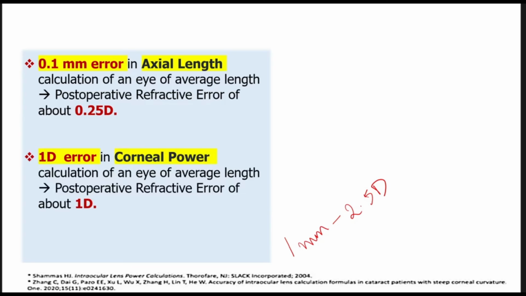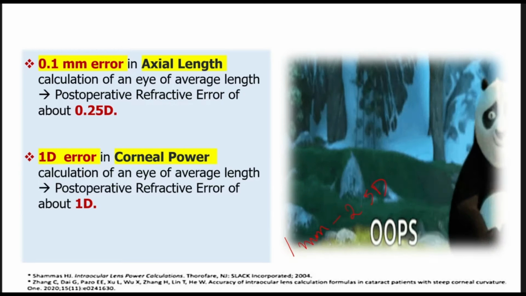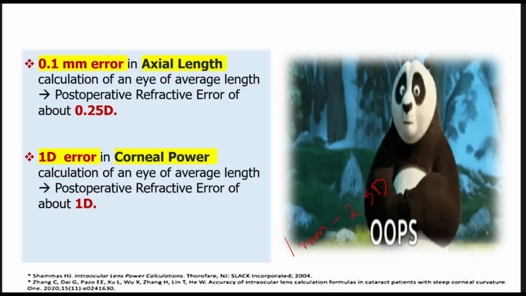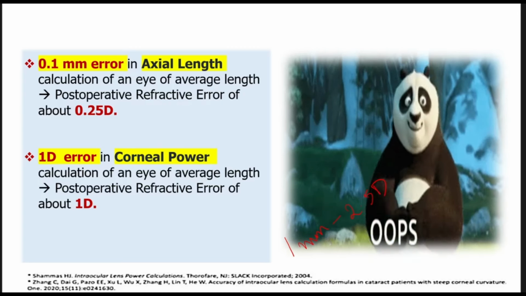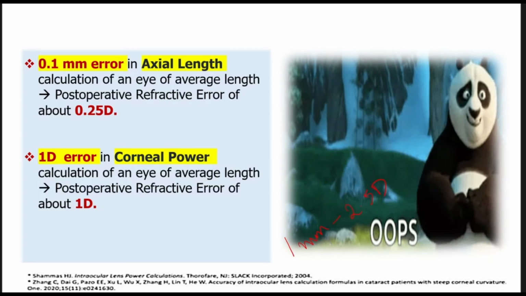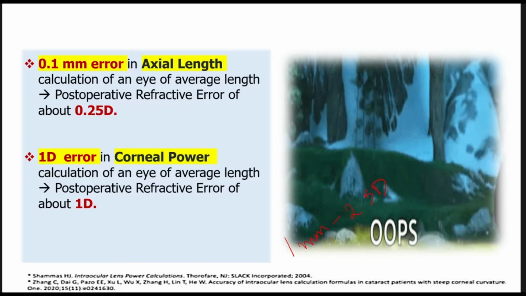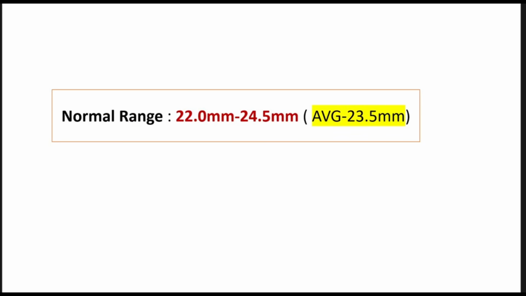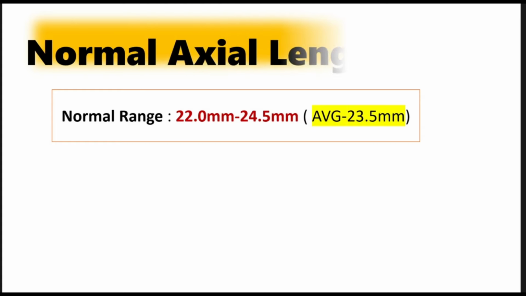Next, if you consider the corneal power errors, a corneal power error of about 1 diopter in an eye with average length would lead to a post-operative refractive error of about 1 diopter. So remember, a 1 mm error in the axial length will lead to about 2.5 diopters of post-operative refractive error, and a 1 diopter error in the corneal power will lead to a post-operative refractive error of about 1 diopter. Remember that. Let us talk about the normal axial length. The normal range of axial length is about 22 to 24.5 millimeters, and the average is 23.5 millimeters.